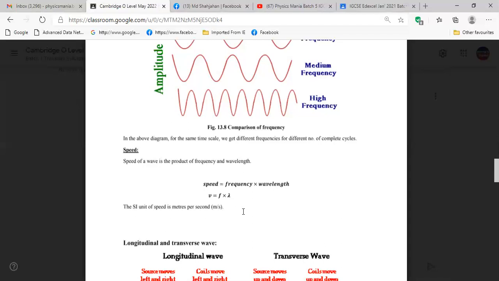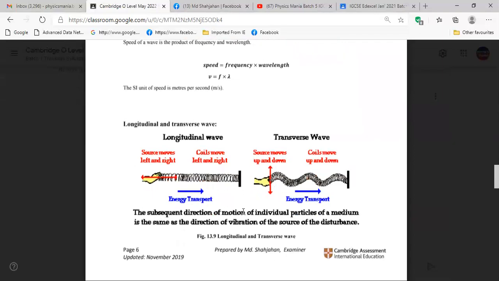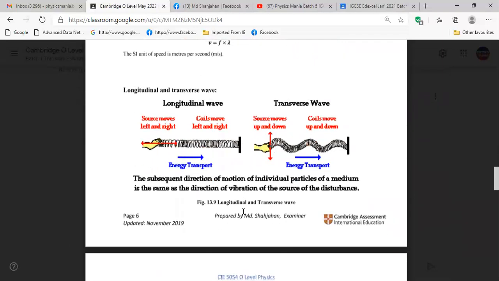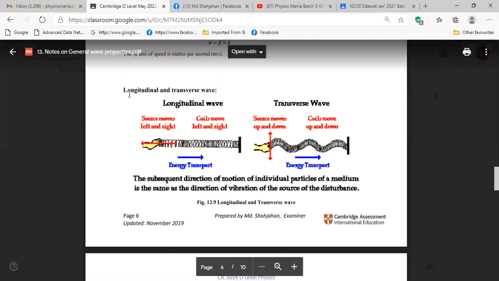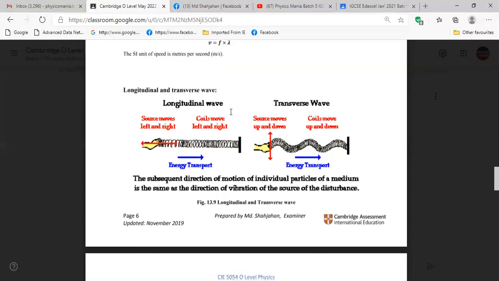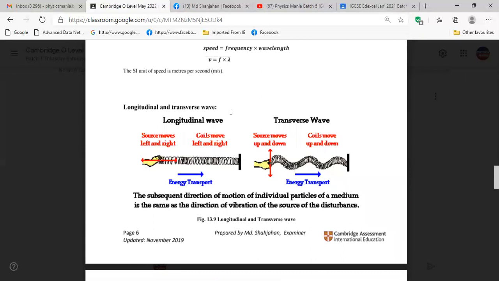Yes, sir. Okay, now we are going to learn more about waves. There are different names of waves depending on their behavior or their properties. Depending on the behavior of the waves, we have two types of waves: one is longitudinal, another is transverse. So you write the heading longitudinal wave. First you write longitudinal wave. Have you written longitudinal wave? Yes, sir.